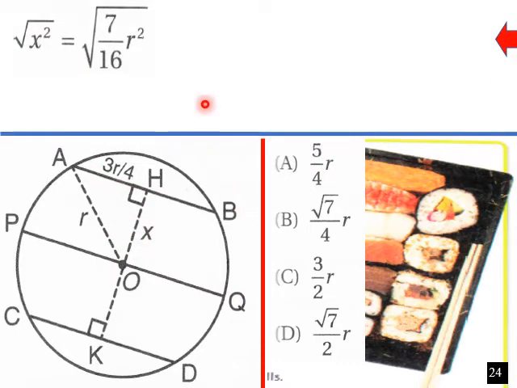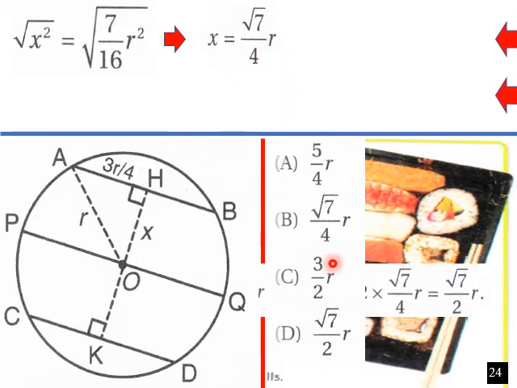And so, now that we have that, x squared equals 7 over 16 R squared is what we came up with. So when we take the square root of that, x equals the square root of 7 over 4 R is what that is.